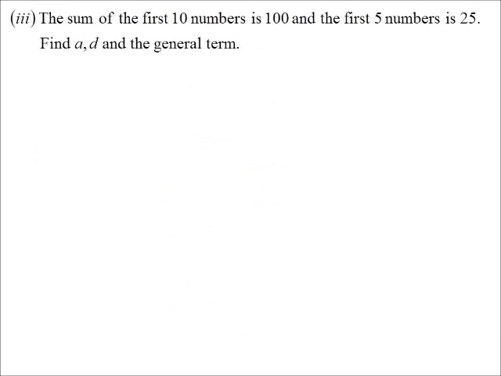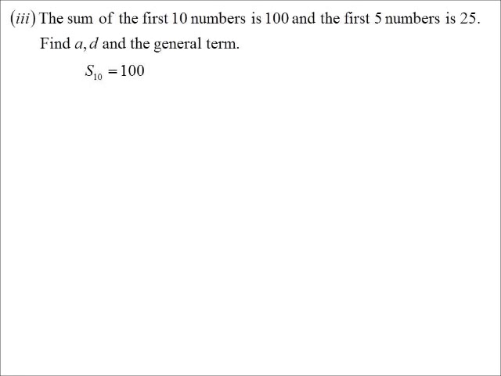The sum of the first 10 numbers is 100. And the sum of the first 5 numbers is 25. We've got to work out what the first term is, the common difference, and the general term. So what do we know?